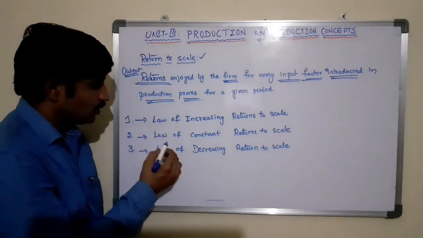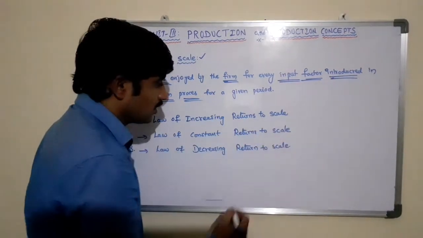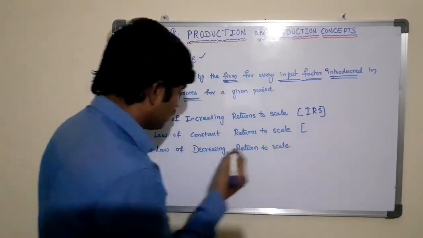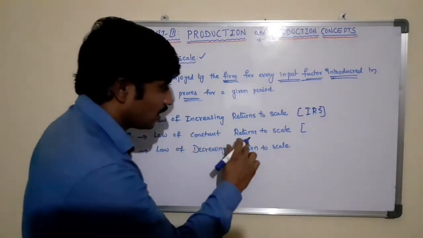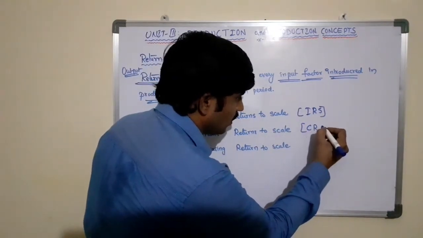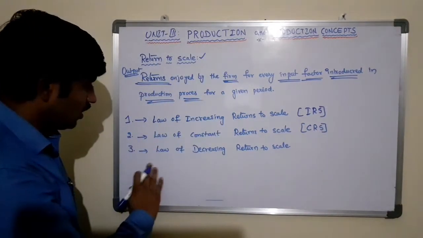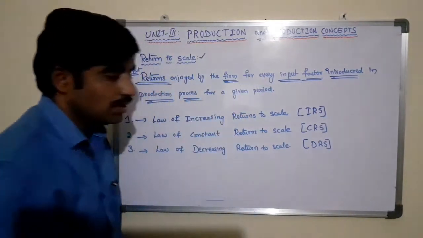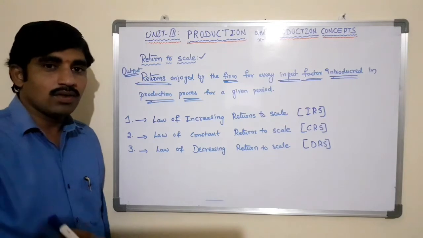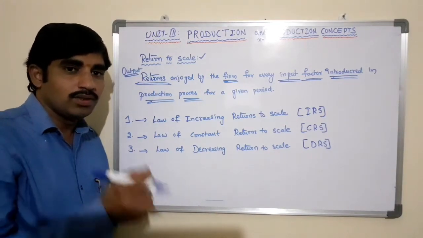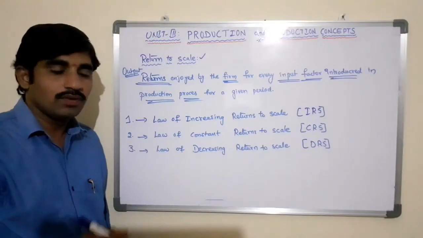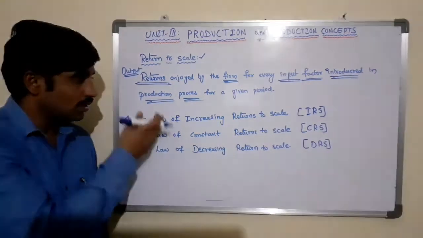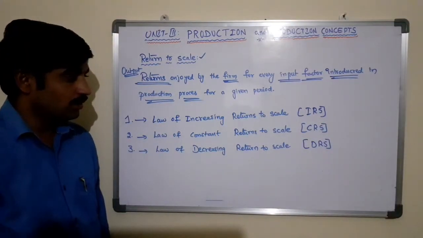We have classified into three, that is law of increasing returns to scale, also written as IRS, increasing returns to scale. The second one is law of constant returns to scale, CRS, constant returns to scale. And the third one is decreasing returns to scale, that is DRS, decreasing returns to scale. Based on the changes in the output for a given change in the input, we have classified the returns to scale into three ways.